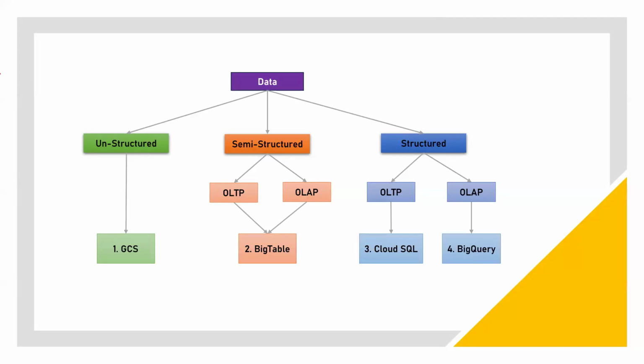So you see here, guys, services 1, 2, 3, 4. Total 4 services for data and storage. Nothing but storage and database services we are going to cover. First 4 services here: we are going to start with Google Cloud Storage, Bigtable, Cloud SQL, and BigQuery.